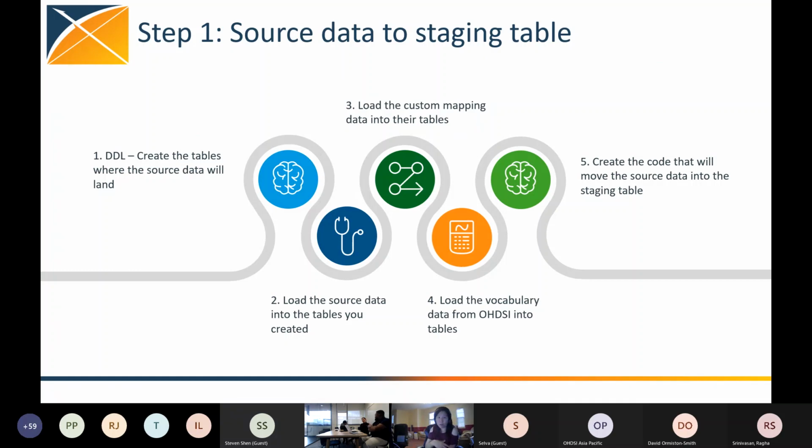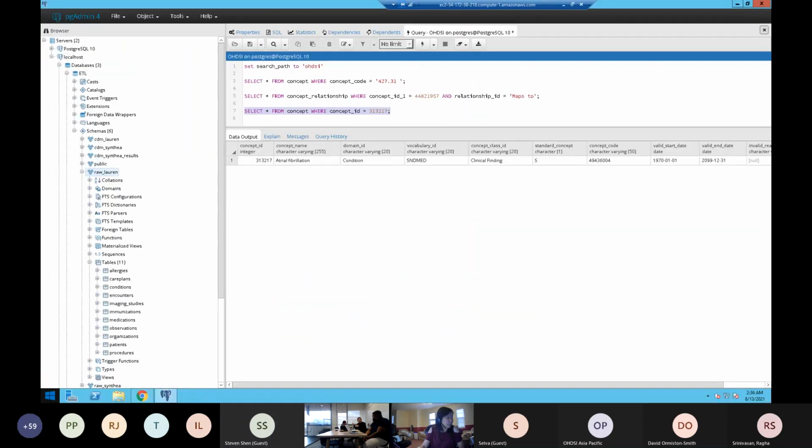Hopefully you have a DDL, or you're going to have to write all of that. The second step, which we didn't put in here, is actually creating the CDM DDL, but that only does the DDL. The other thing you have to do is load the vocabulary. You have to load the OHDSI vocabulary, and that's where you would get the vocabulary.